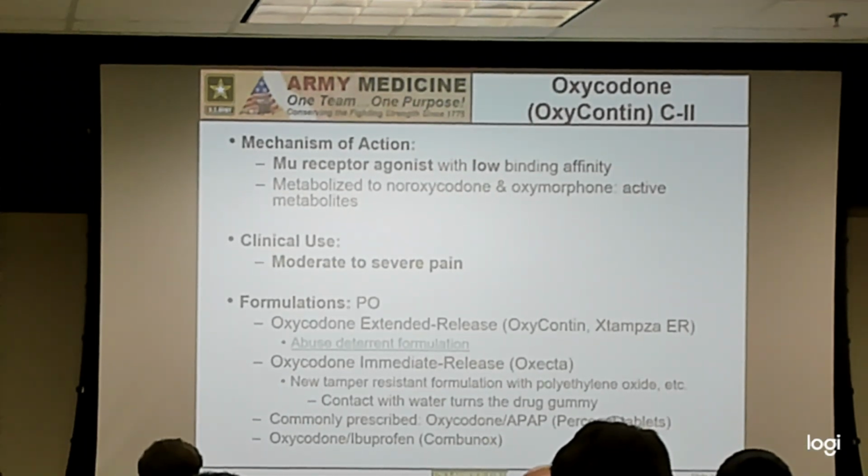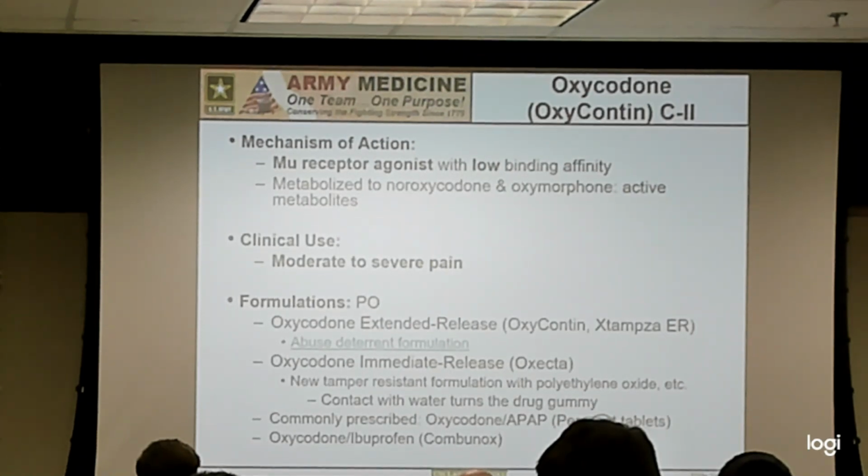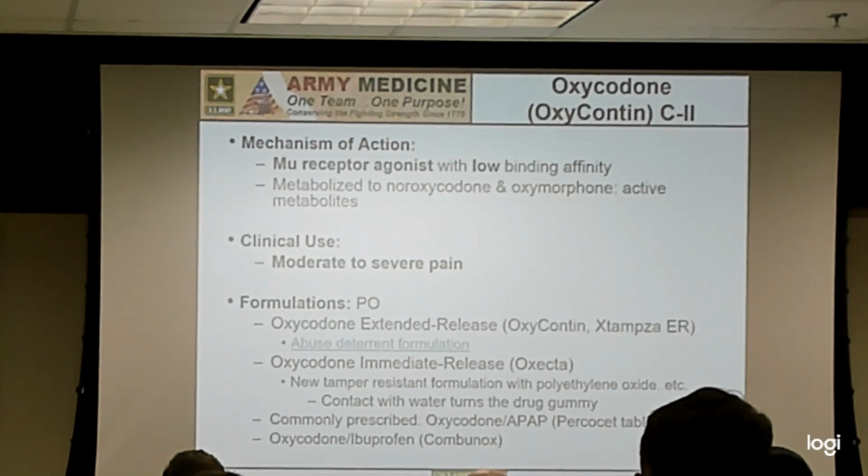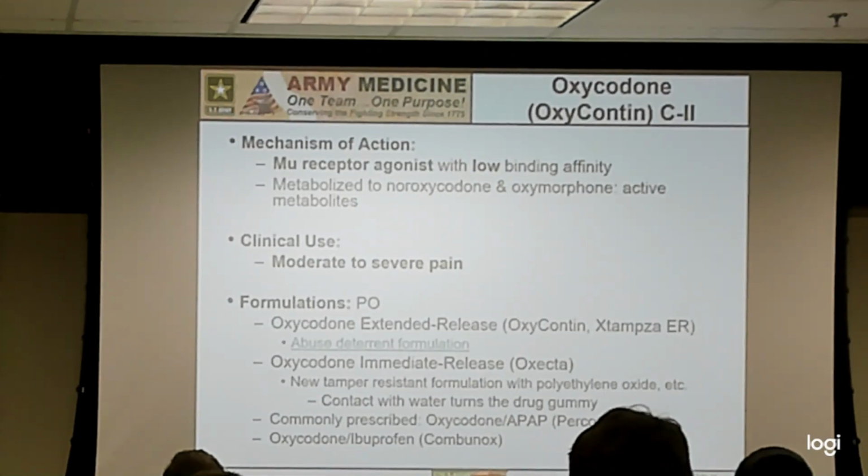Oxycodone, another C2. Okay. C2s, this makes sense because they're highly addictive, right? Our opioids are highly addictive, tolerance and all that stuff that's developing. So mu receptor agonist, low binding affinity when it comes to this one. You have your noroxycodone and your oxymorphone, which are both active metabolites, so thinking about the duration when it comes to that is very important. And if you have any renal issues, making sure that you are adjusting the dose in the patient, or if you need to and it's that bad, not giving it to them at all.